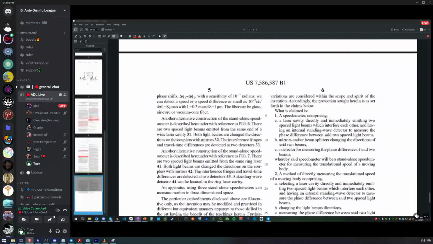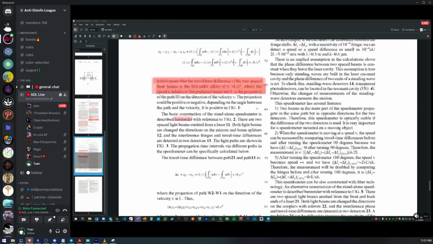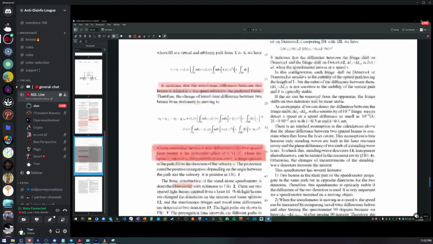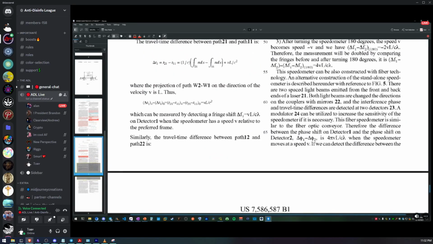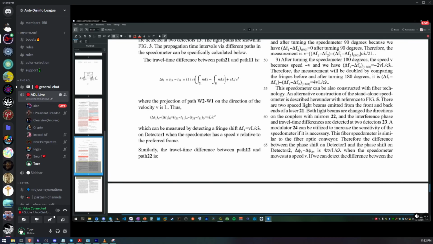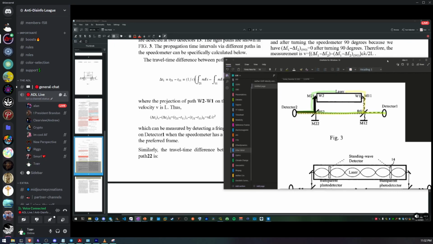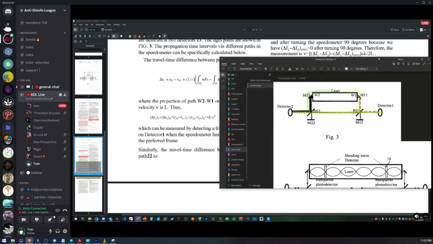Okay, direction of the path W2 minus W1. Is that what they're saying there? On the direction of the velocity V is L, thus. Wait, so where were we? Oh, right here. I keep envisioning it being positioned so that the laser is at the front. But now that I'm reading this, this would be turned on its side in the front. You'd want the vector going from front to back, from detector 1 towards detector 2, as the directionality you'd be measuring from.